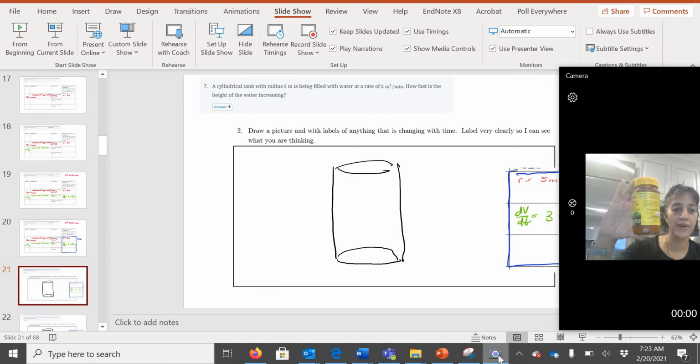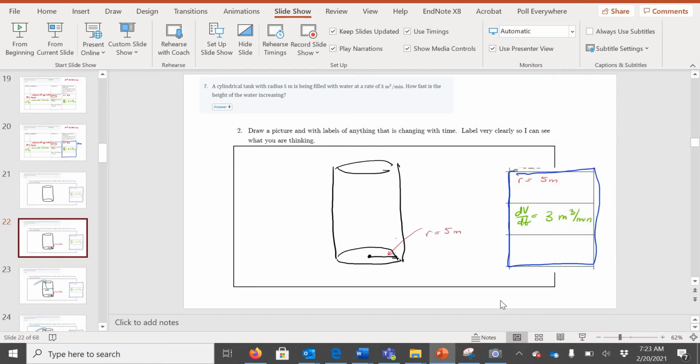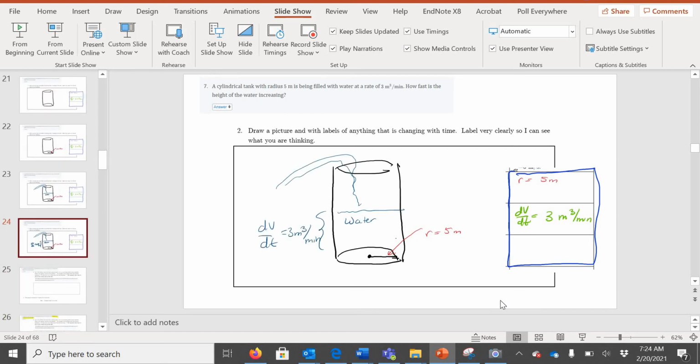It is as if I was pouring water into this cylindrical tank. So there's my cylinder, and I'm going to put some stuff on it now. There's my R equals 5 meters, always 5 meters. That's my image of my water coming in. And this water is going to be rising, so dV dt is 3 meters cubed per minute. That's the rate that the water's rising.